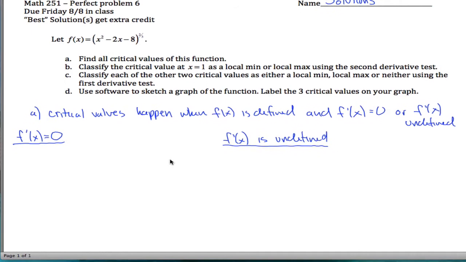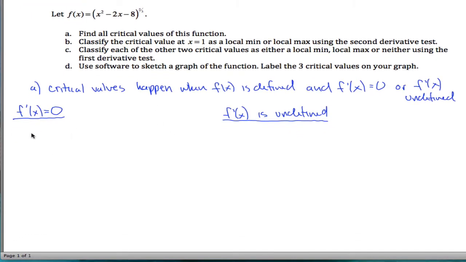So we're given f of x up here, so we got to take the derivative. If you take the derivative, what chain rule? Outside function x to the 2/3 power, so bring that 2/3 down in front using the power rule. Leave the inside function alone, x squared minus 2x minus 8. And then subtract 1 from the exponent. 2/3 minus 1 is negative 1/3.